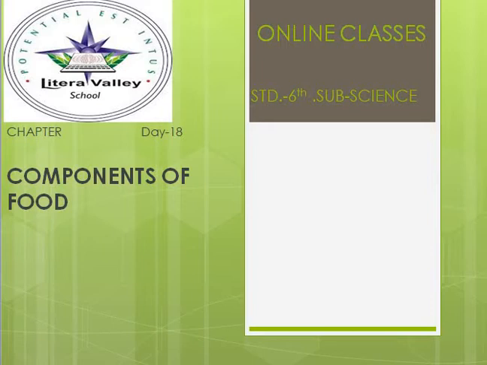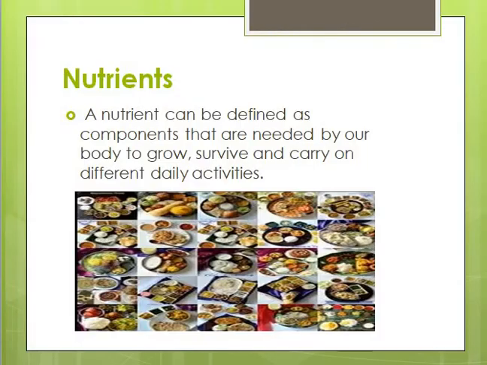So today, as we are going with our chapter, components of food, we will do some recap and revision of all the videos of this chapter. On the first day itself, we saw what nutrients are. Nutrients can be defined as components that are needed by our body to grow, survive, and carry on different daily activities. This is a perfect definition of nutrients.